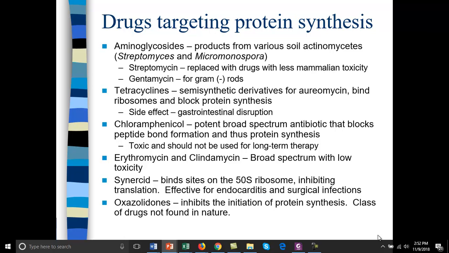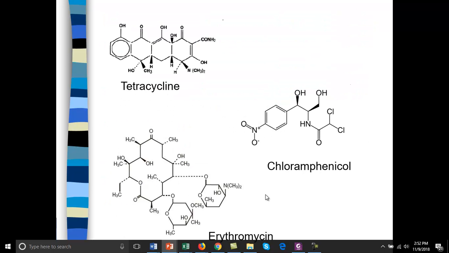Oxazolidinones, okay, I'm sorry, I should be able to pronounce these. They inhibit the initiation of protein synthesis, and this is a synthetic type of drug. Okay, this just shows you the complexity of these structures. These antibiotics typically are made biologically because it would be very difficult to chemically synthesize these structures. So a lot of them come from mold, some of them come from bacteria.